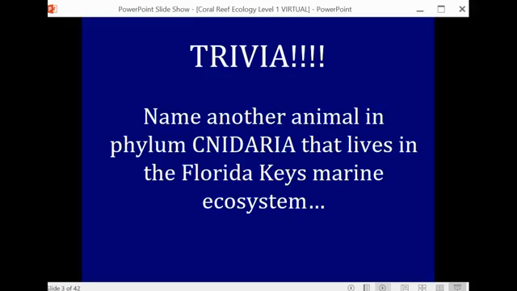Stinging cells. But it can't be a vertebrate, so something not with a backbone. If you are thinking something like a jellyfish or an anemone, then you're on the right track, okay? Those are good examples of cnidarians.